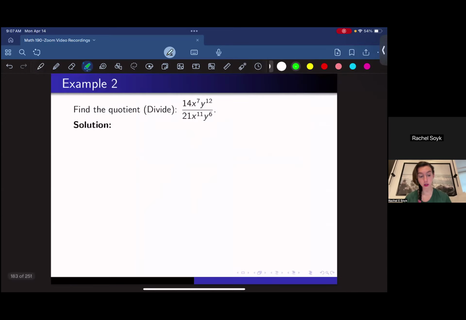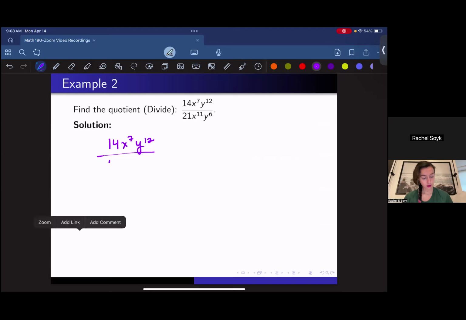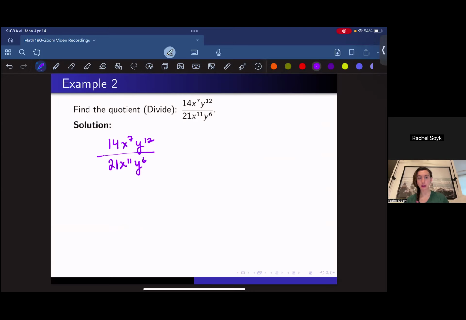Okay, let's do another problem together. We have 14x to the 7th, y to the 12th, all divided by 21, x to the 11th, y to the 6th.